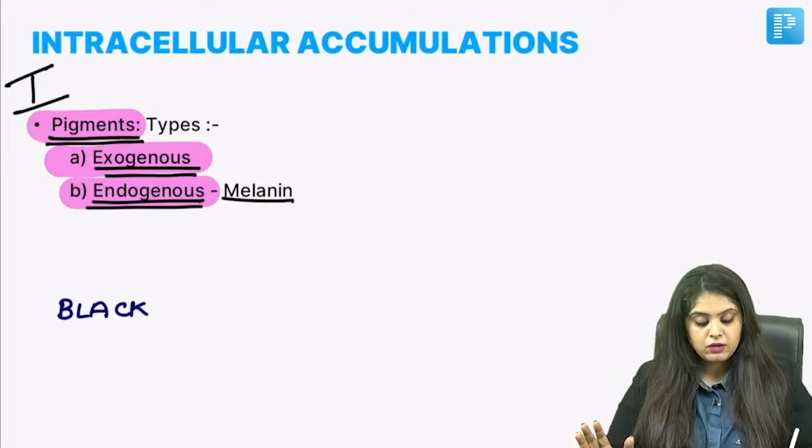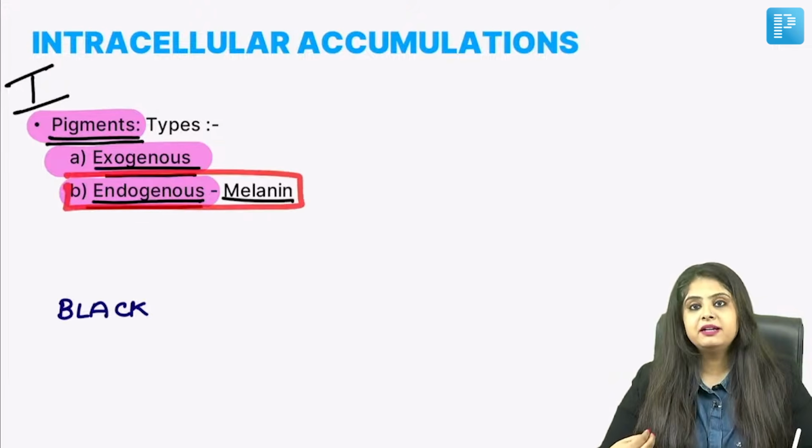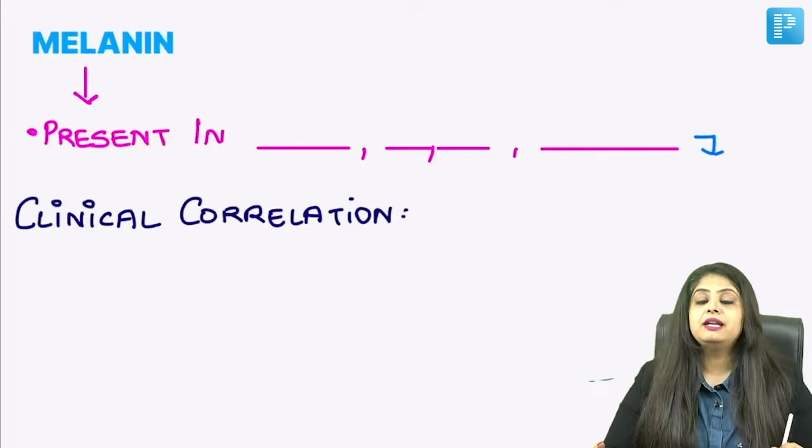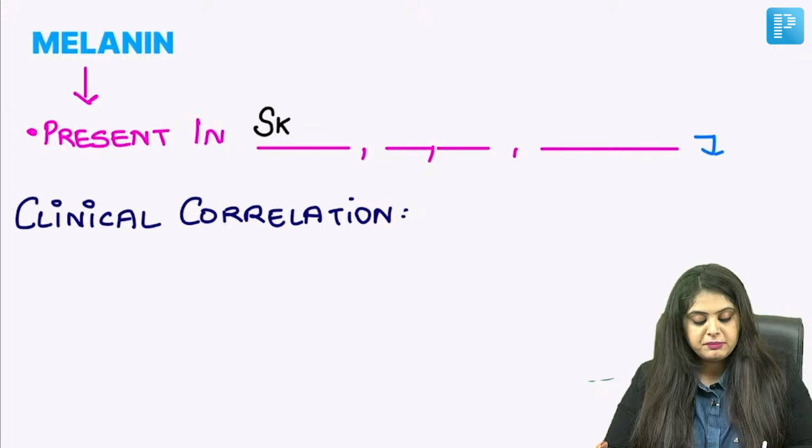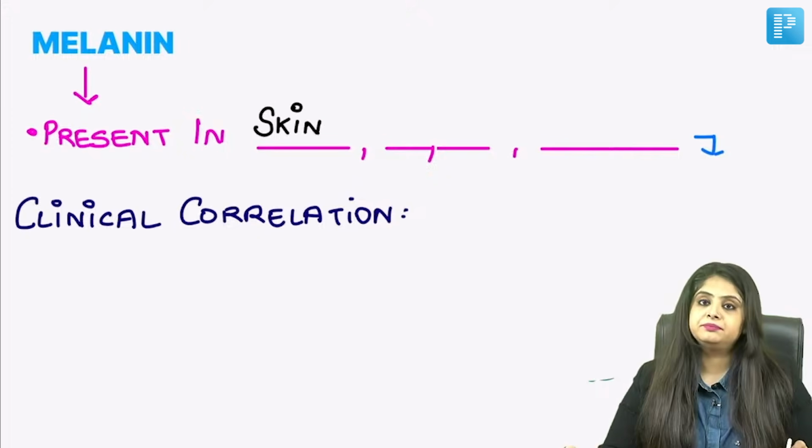Let us get going. My concept right now is starting with the pigment that we have, the endogenous pigment, and that is melanin. Can you fill in the blanks for me? I will write the first one. Where is melanin present? It's present in the skin, which is obvious.